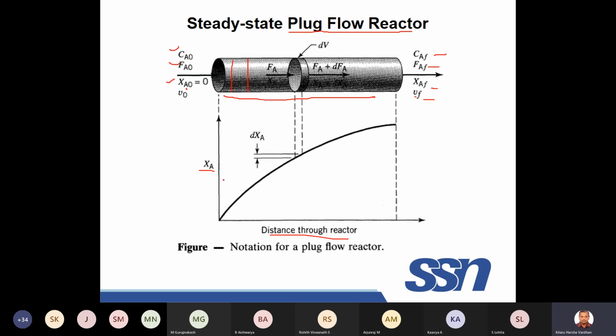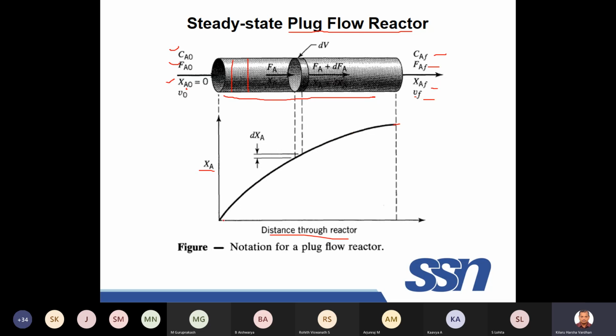So initially at 0, the conversion is 0. The conversion will go on increasing and then goes to a maximum at the end of the reactor. Why will the conversion be maximum? The more time it is spending inside the reactor, the more will be the conversion, right? So since it is not linear, you get a curve.